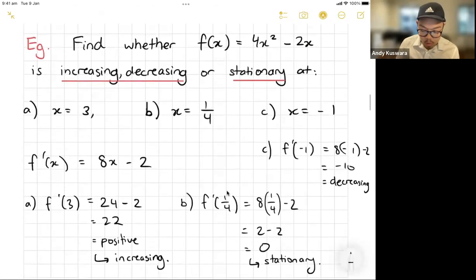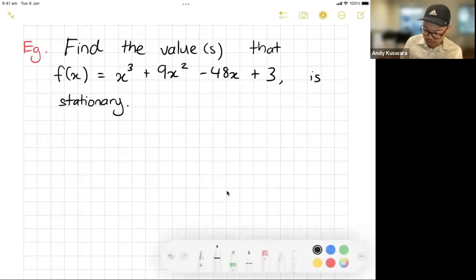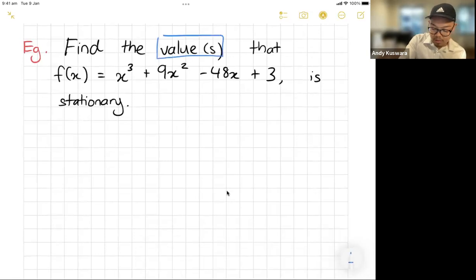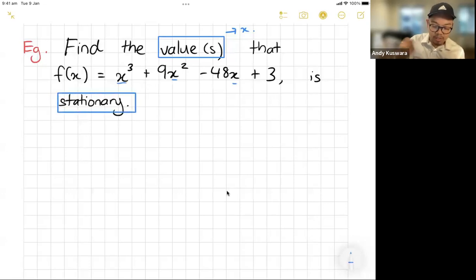And let's do this one last one. For this example, we want to find the values where your function here is stationary. Okay, so key word here, if it's find the values, essentially we're solving for x. We're looking for the x, or the unknown, or whatever the variable is. Now if we've got stationary, this is where you start to need to get it into your head. Stationary means f dash x should equal 0.